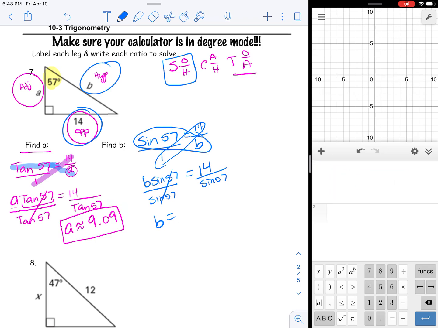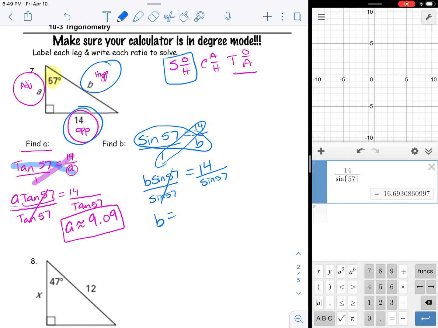So into the Desmos calculator here, we're going to do 14 divided by sine 57. 16.69. So B is approximately 16.69.